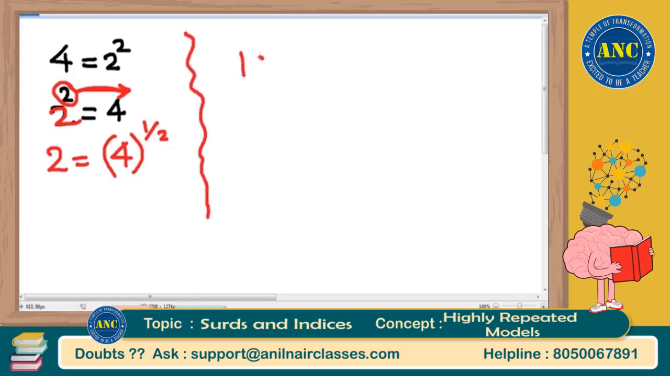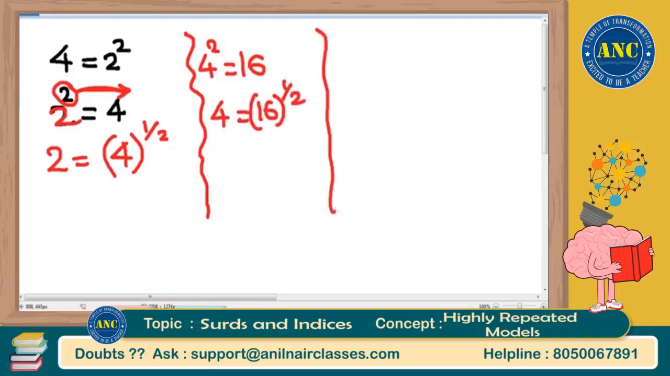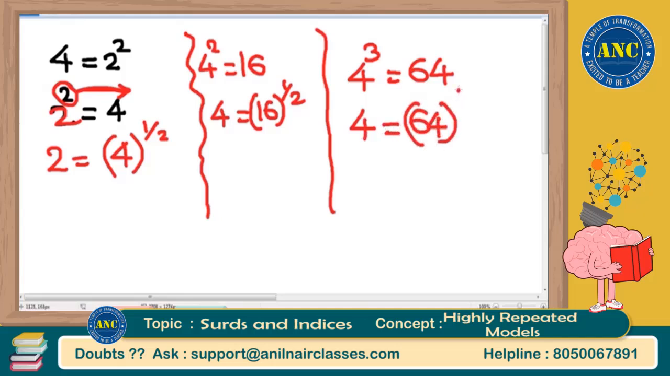Similarly, 16 is nothing but 4 square. That 4 can be written as 16 power 1 by 2. Suppose 4 cube is 64. This 4 again can be written as 64 to the power of 1 by 3. If you shift the power from one side to the other side, it becomes the reciprocal of that power.